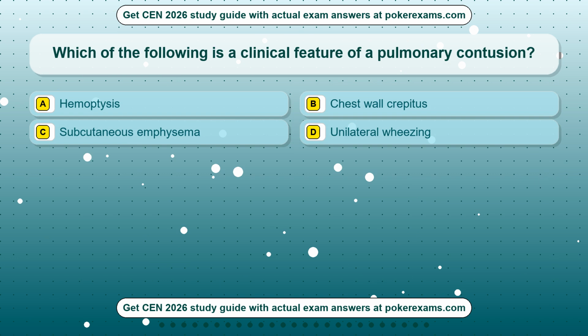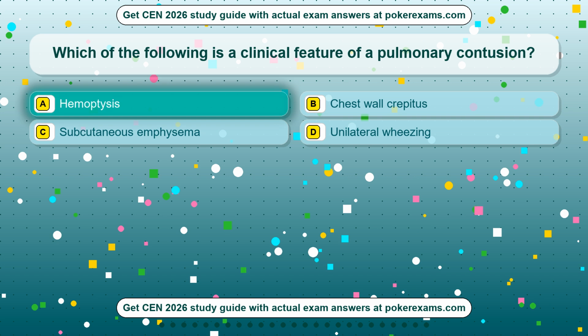Question 18. Which of the following is a clinical feature of a pulmonary contusion? Option A. Hemoptysis. Option B. Chest wall crepitus. Option C. Subcutaneous emphysema. Option D. Unilateral wheezing. The correct answer is option A.